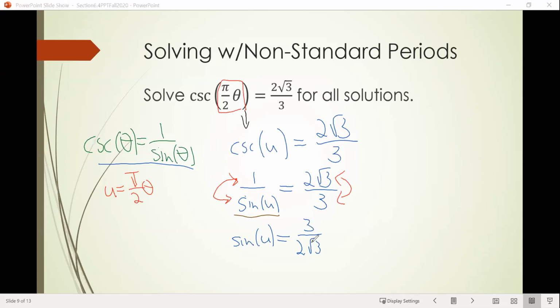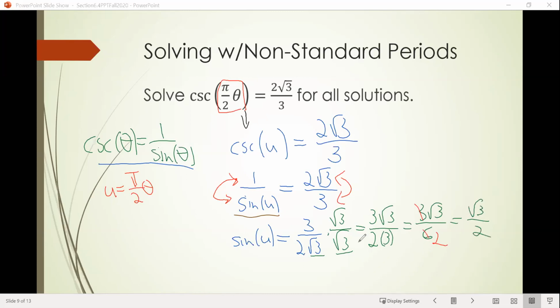And so we now have sine of U equals 3 over 2 root 3, which we don't quite recognize probably as something from the unit circle. But if we rationalize, multiply both the numerator and the denominator by root 3, notice we'll get 3 root 3 on the top. And then 2 times root 3 times root 3, that'll give us 3, so we get 3 root 3 over 2 times 3 is 6. And then notice the 3 and the 6 can reduce to become a 2 on the denominator. So we just end up with root 3 over 2.